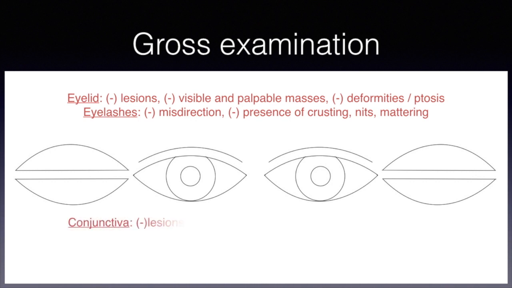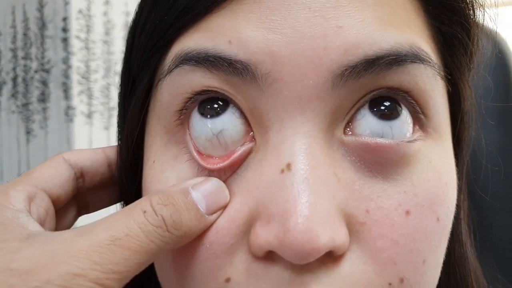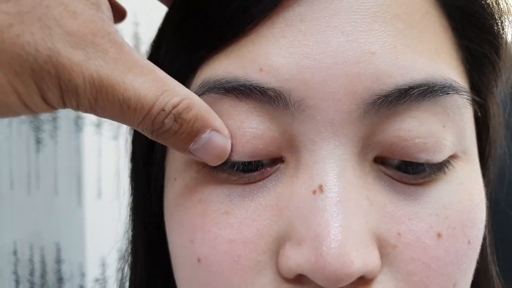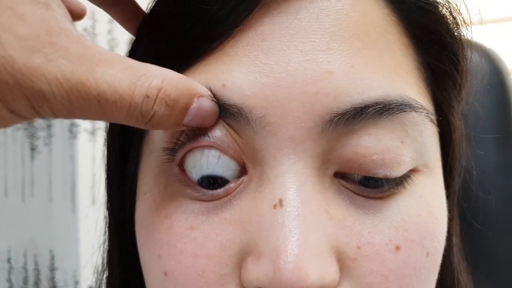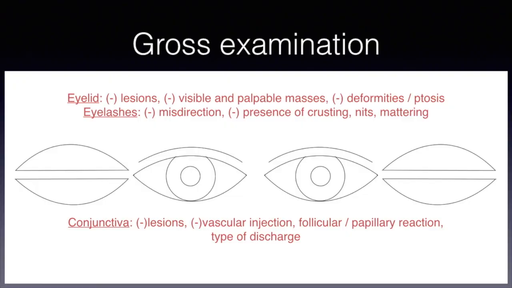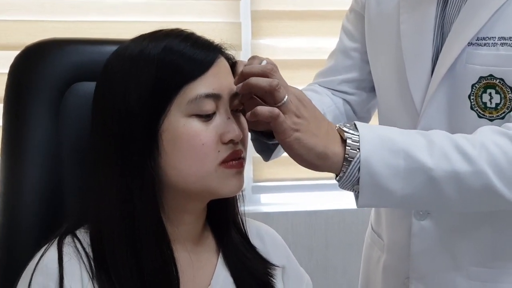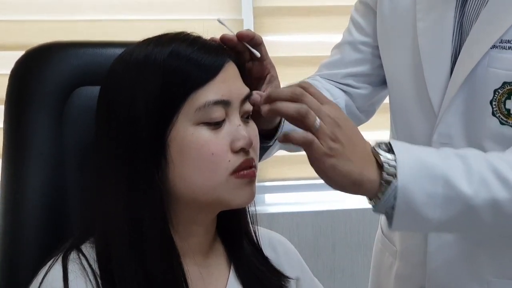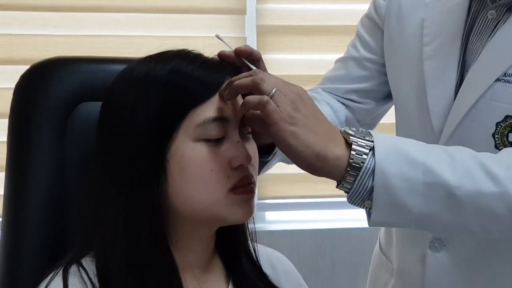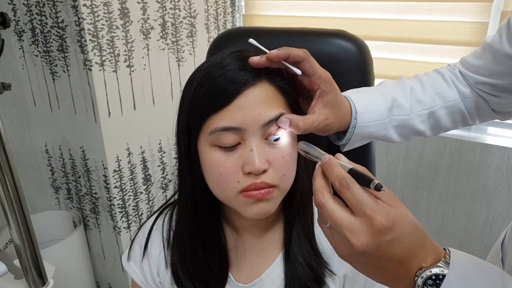Next, examine the conjunctivae and the corneas. With the use of a pen light, check the bulbar conjunctiva for masses, lesions, discolorations, lacerations, vascular injections, and foreign bodies. Retract the lower eyelid and invert the upper eyelid to inspect the tarsal conjunctiva for conjunctival reactions, discharges, or any foreign body.